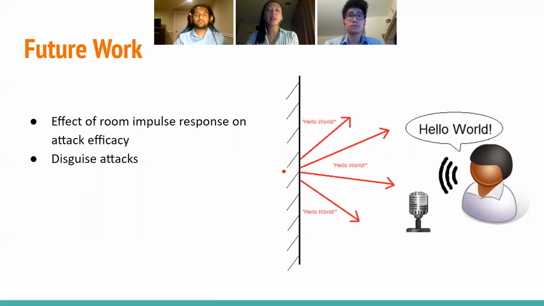We would also like to disguise our attacks to produce greater unpredictability. Right now, as you could hear in the sound files that we've played, it's fairly easy to hear the noise that we've injected into our adversarial samples. By disguising our attacks, for example, embedding the noise within a song, it would make it very hard for the human ear to identify the attack, but the speaker recognition system would still pick it up.